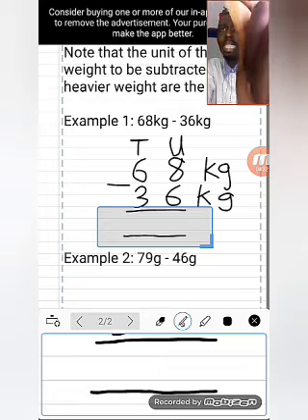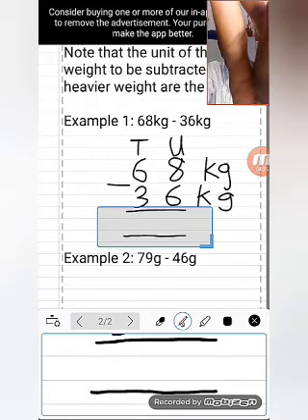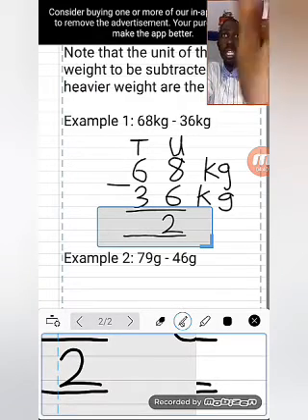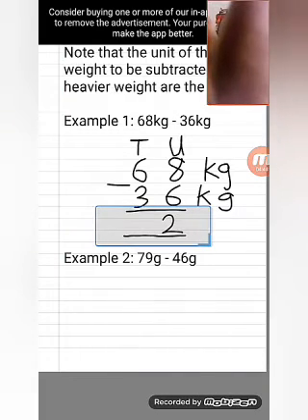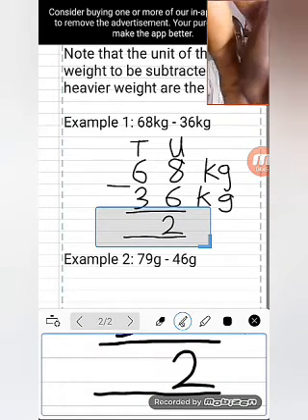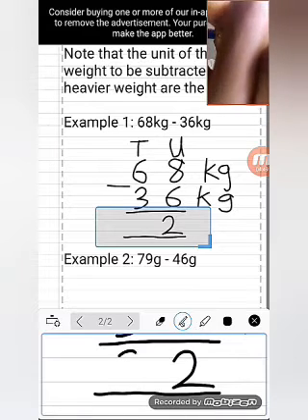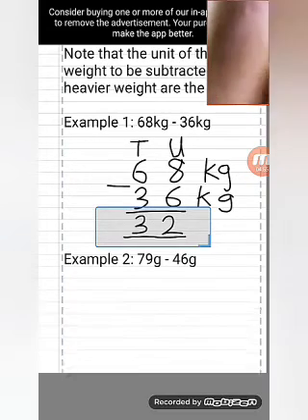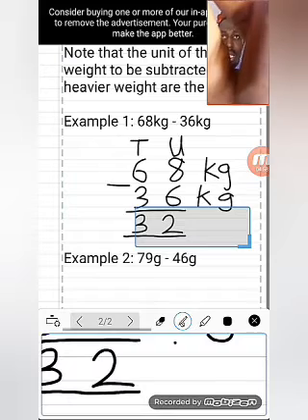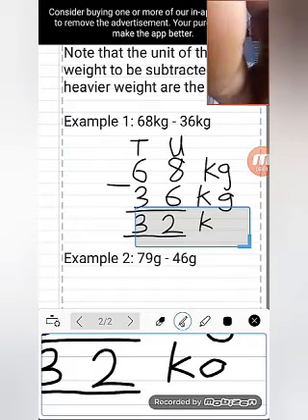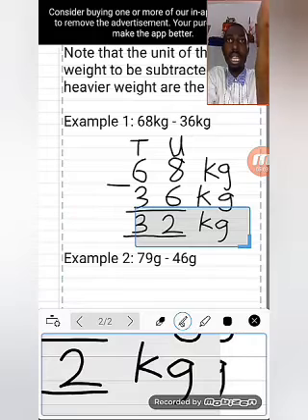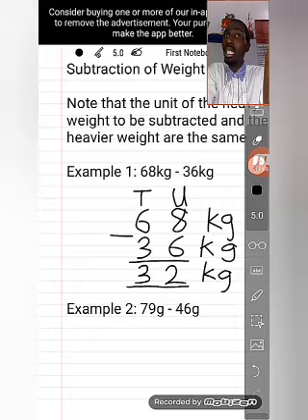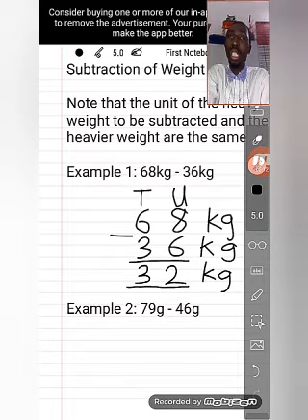Now 8 minus 6 is actually what we are doing. 8 minus 6, if you count it, it will give you 2. Good. Now the next thing is 6 minus 3. And 6 minus 3 is what? 3. Now it remains the unit kilogram. So we can see clearly from this that 68 kilograms minus 36 kilograms would give us 32 kilograms.